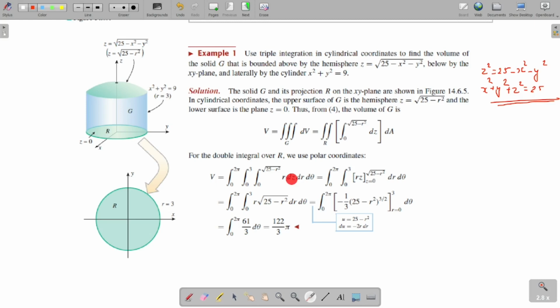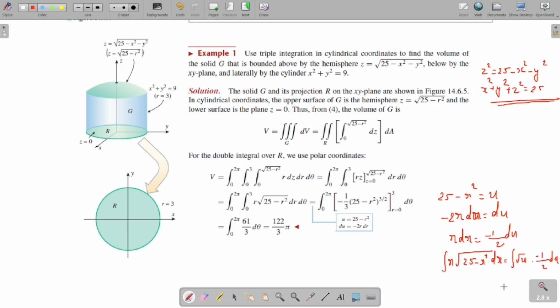Now you just integrate. Find the integral with respect to z first. So you have r into z between limit z equal to 0 to root of 25 minus r square. Now you have this result. Now substitute 25 minus r square as some u. Okay, so you have minus 2r dr equal to du, or you have r dr is equal to minus 1 by 2 du. Therefore integral r into root of 25 minus r square dr is equal to integral root u into minus 1 by 2 du.